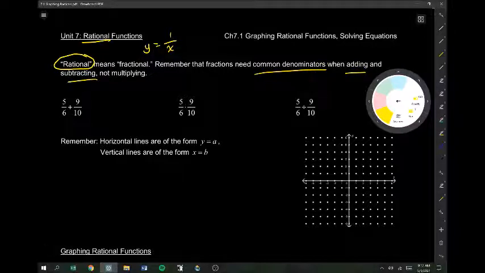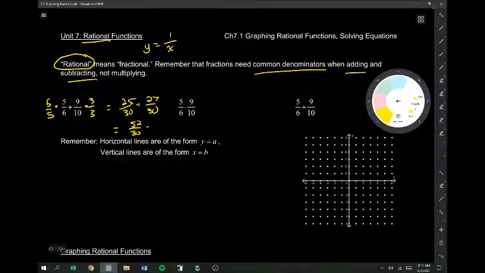So if I want to add up these two fractions, I get a common denominator, which is 30. So multiply this by 3 over 3 and by 5 over 5. So that becomes 25 over 30 plus 20 over 30. Now I can add top, bottom 30, and this can reduce to 26 over 15.